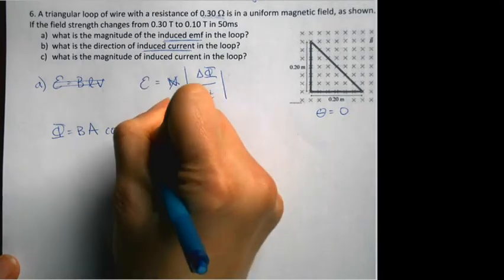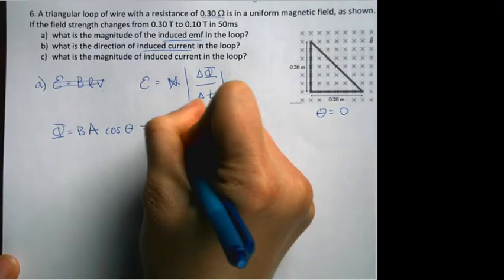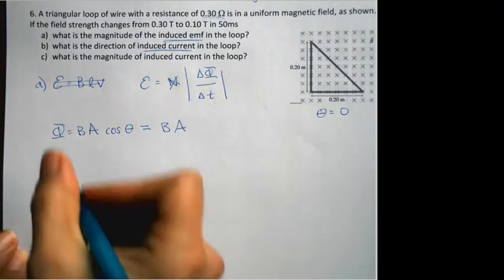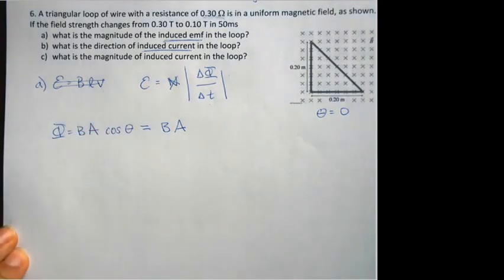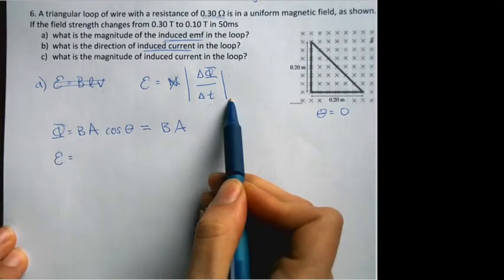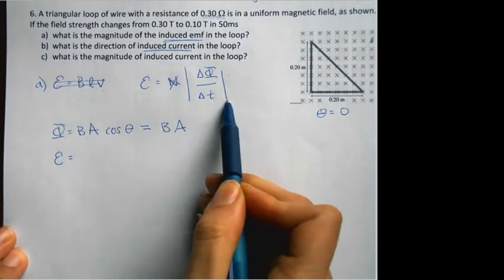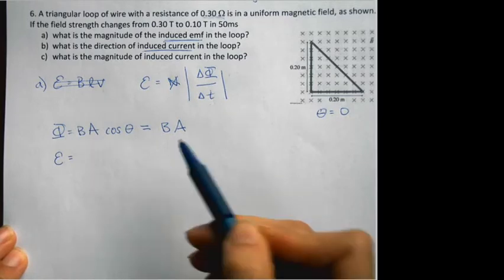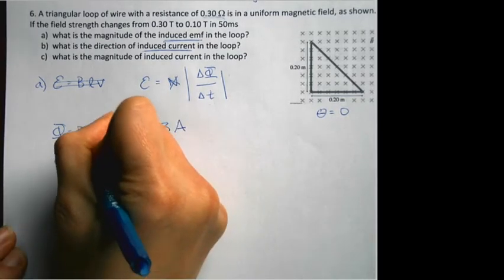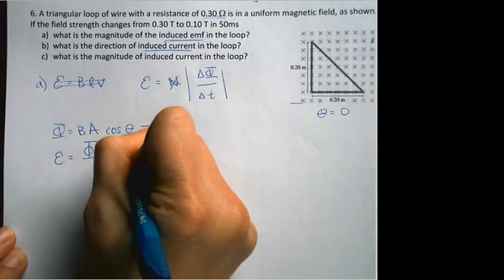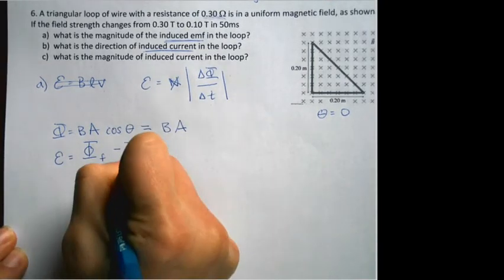So I will just ignore that cosine of theta term and say that the flux is B times A. Okay, so let me rewrite this formula for the EMF. I'm going to ignore this absolute value for now. I'll just remember at the end that if I get a negative number, I'll ignore the negative sign. That's all the absolute value means. The triangle always means final minus initial, over delta t.